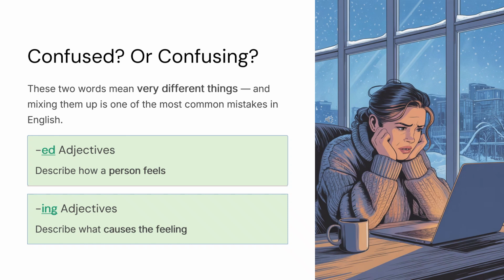The ed adjectives describe how a person feels, and the ing adjectives describe what causes the feeling. That's why you often hear ing with the it. It was interesting, it being the thing that caused the interest.